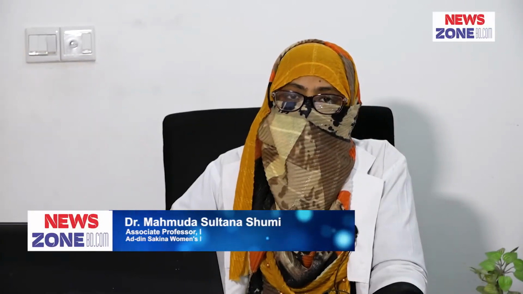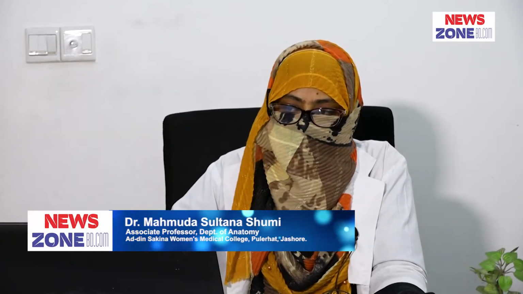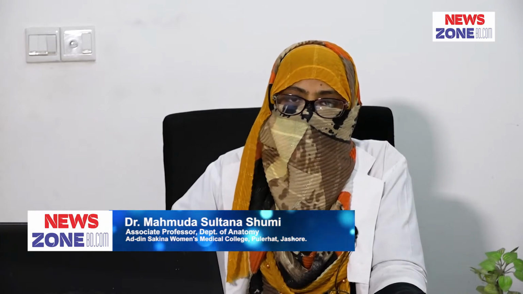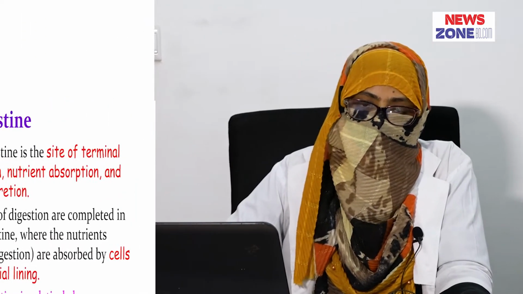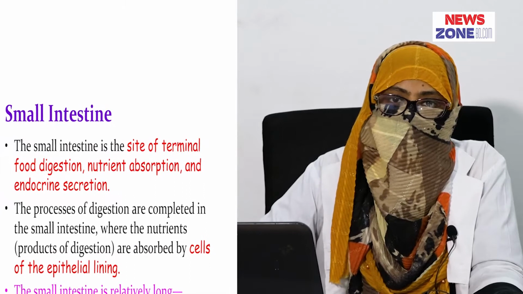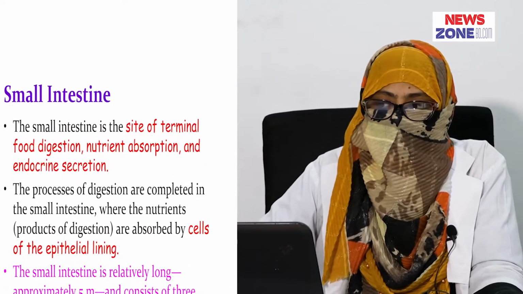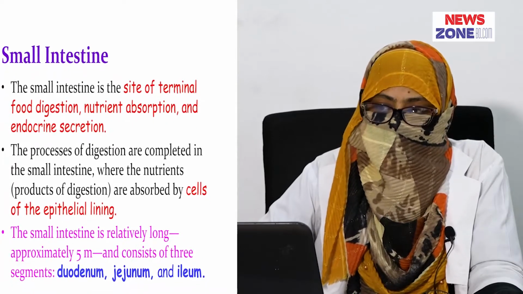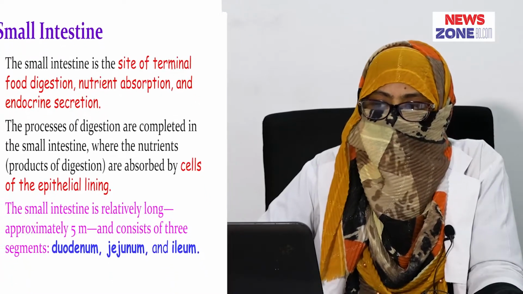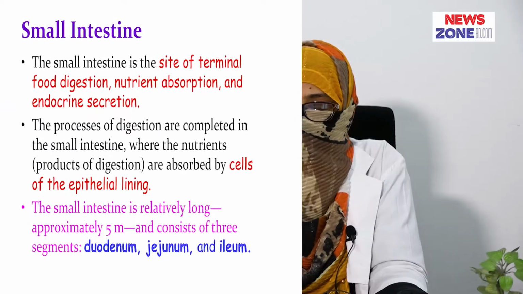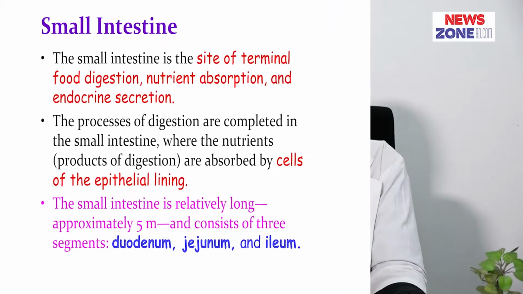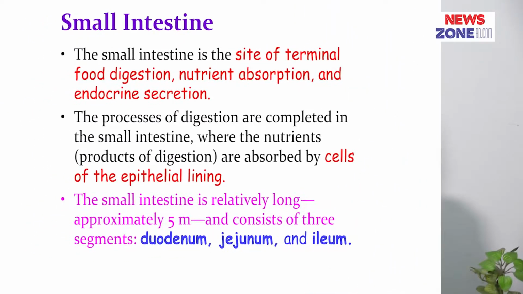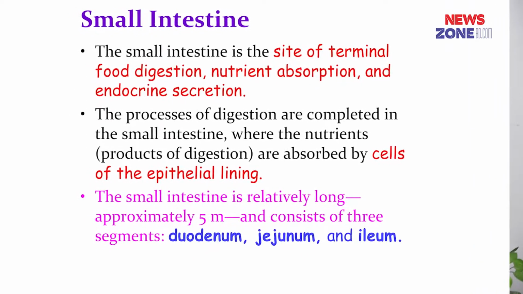Next part, that means intestine, small intestine. We know about this small intestine divided into three parts: duodenum, jejunum and ileum. The small intestine is the site of terminal food digestion, nutrient absorption and also endocrine secretion. The process of digestion is completed in the small intestine, where the nutrients, that means products of digestion, are absorbed by the cells of the epithelial lining.